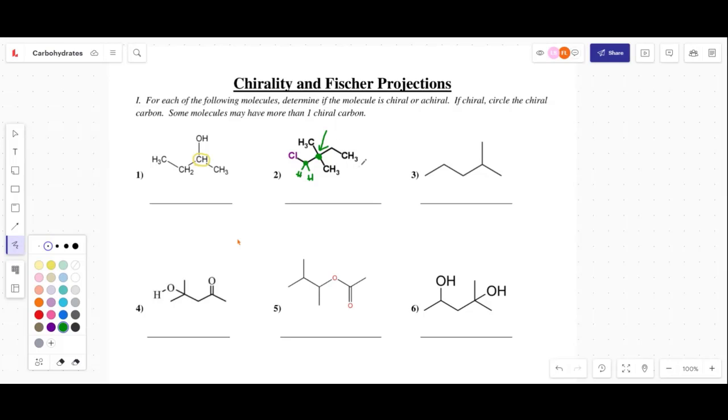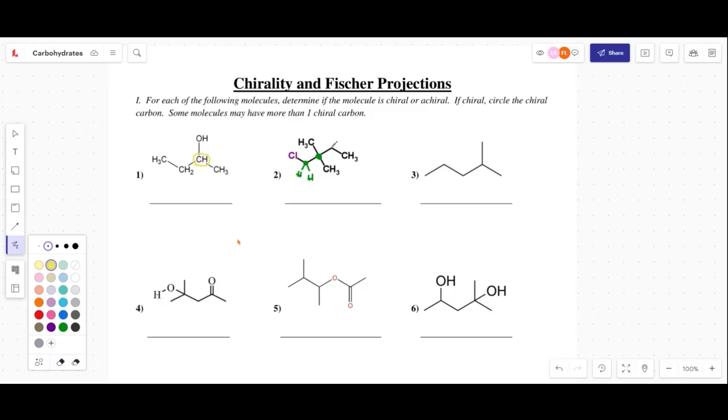Is it bonded to 4 different things? It's actually not. It has carbons attached to both sides. It has a 1 carbon group of CH3 on top, and it has a 1 carbon group of CH3 on bottom. And so those 2 are identical groups, 2 CH3s. So therefore, that is not chiral.